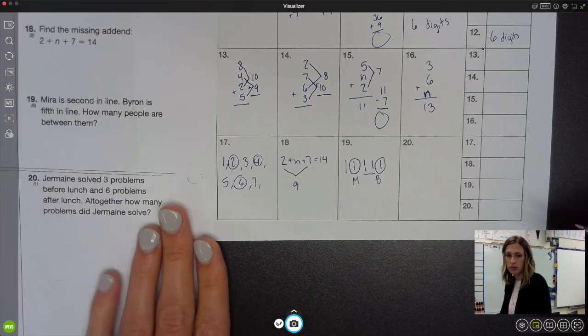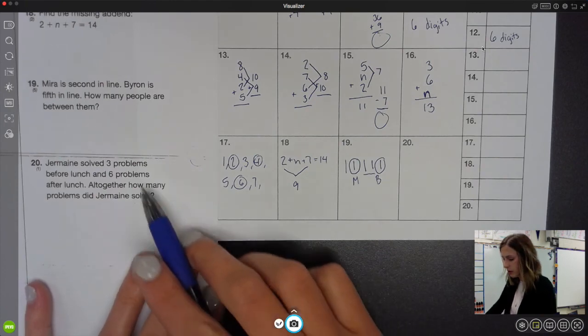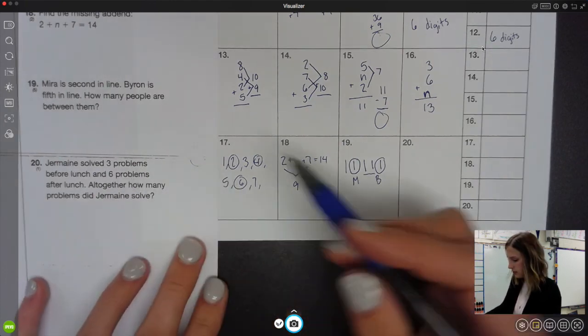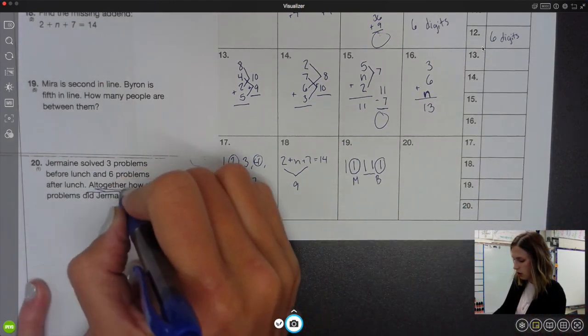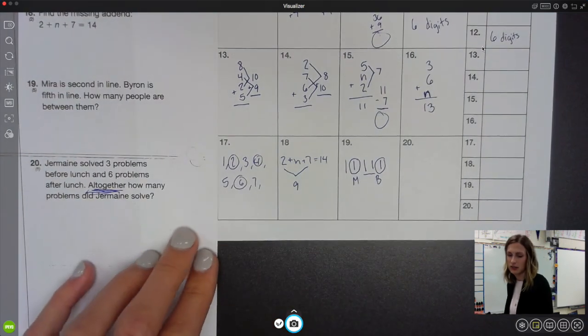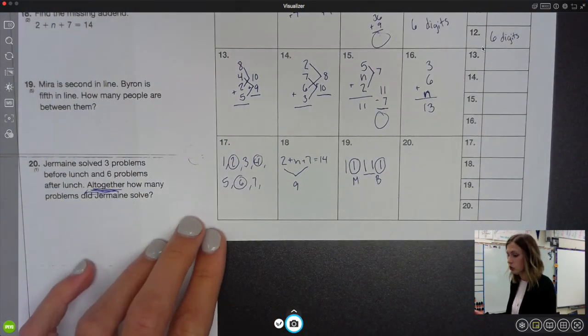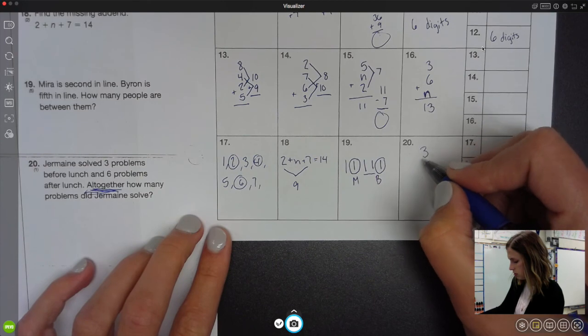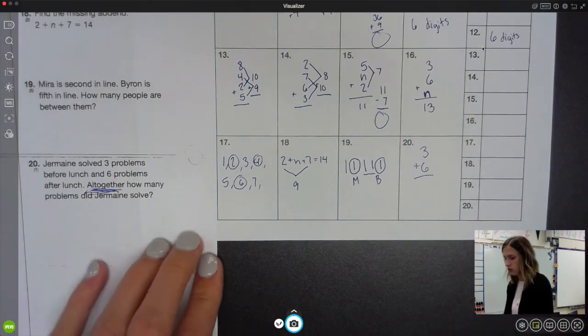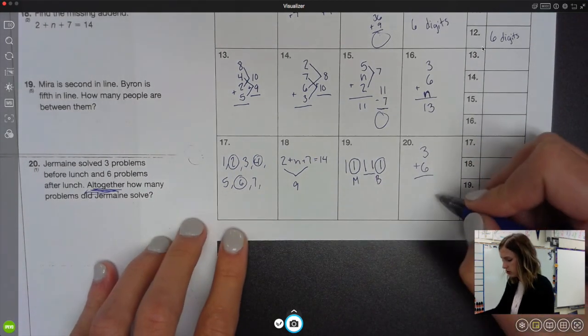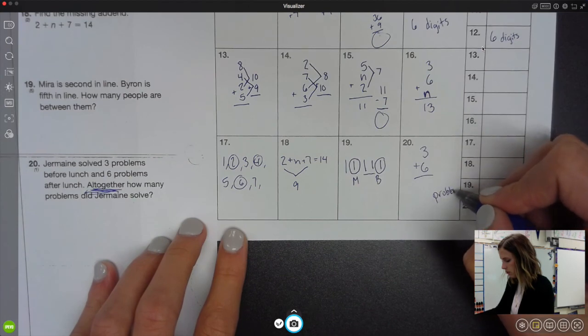And your last problem, number 20. Jermaine solved 3 problems before lunch and 6 problems after lunch. Altogether, how many did he solve? Altogether means we need to add 3 plus 6 to get your answer. Don't forget your label of problems.